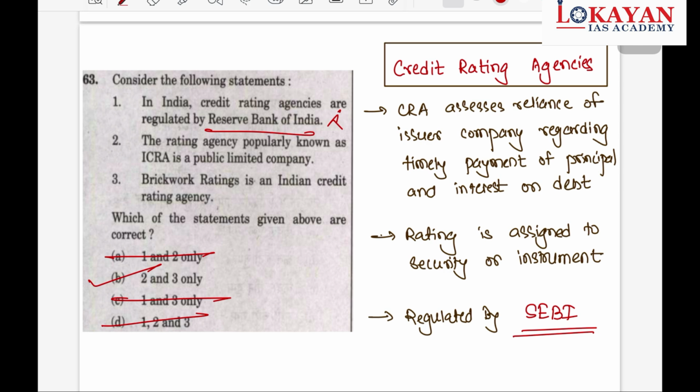See, the rating agency popularly known as ICRA is a public limited company. So UPSC is checking whether you read the newspaper regularly or not, because in newspapers most of the time this ICRA agency is mentioned. Then Brickwork Rating is an Indian credit rating agency. So here UPSC is just checking whether you are aware of credit rating agencies or not.